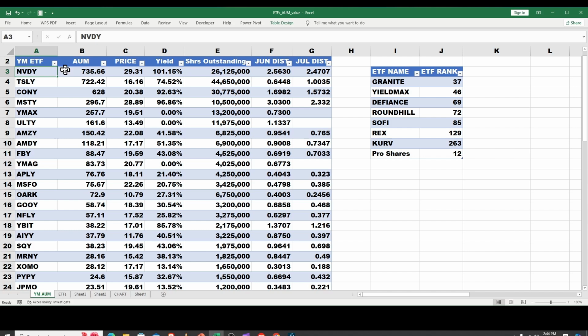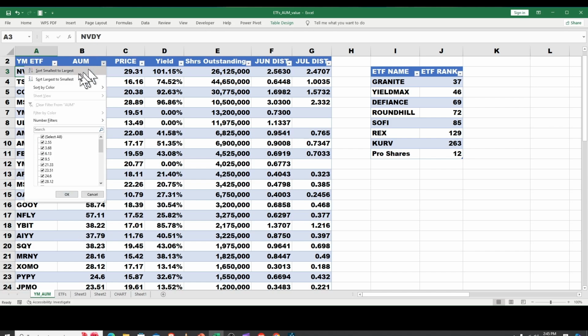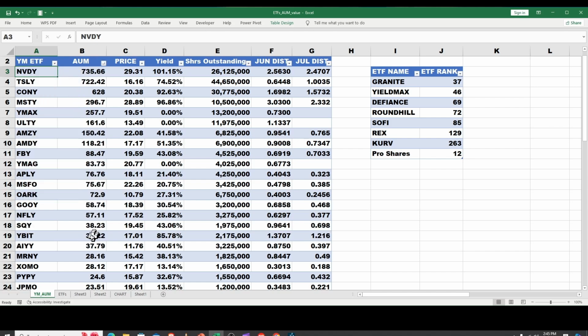Now let's just simply dive in here. So this is sorted currently. Well, it was. Let's do that. This is sorted by assets under management. So let me explain to you the slight difference. What if I want to go out here and sort by shares? Well, NVIDIA has the largest assets under management. Why is that? Well, you look at their price.